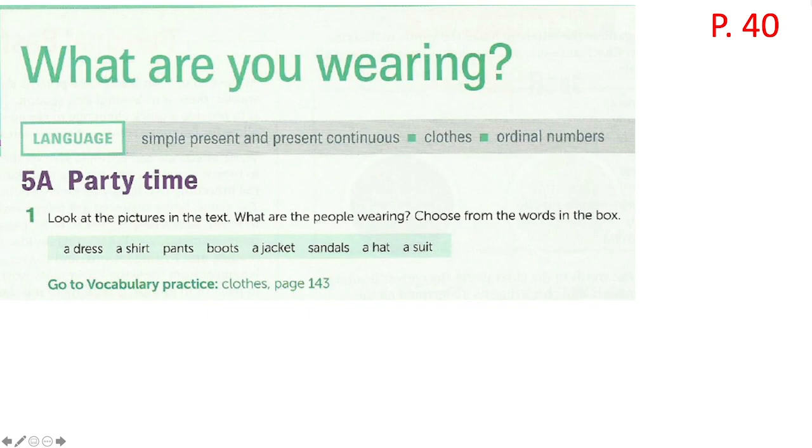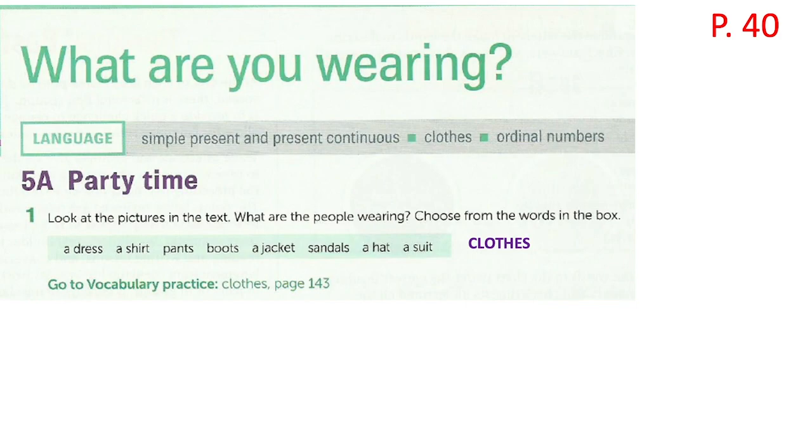All right, so today we are going to talk about something that is very interesting, and here the title says, what are you wearing? What are you wearing today? I'm wearing, you are wearing. Yeah, when you ask this question about what somebody else is wearing, you are talking about clothes. Yes, pieces of clothes, like for example a dress, a shirt, pants, boots, jacket, sandals, a hat, and a suit. What other words related to clothes do you remember or do you know?